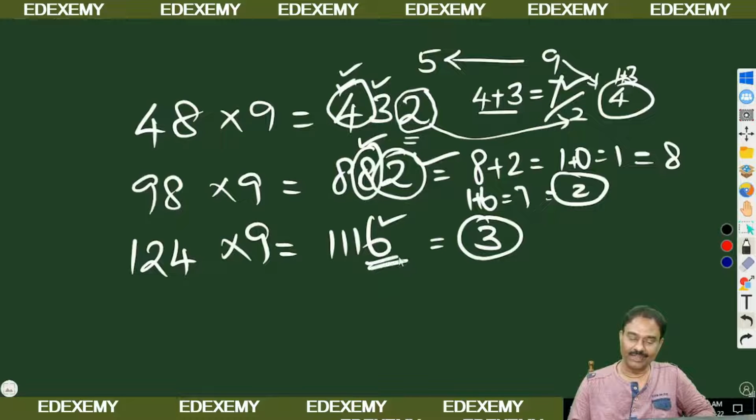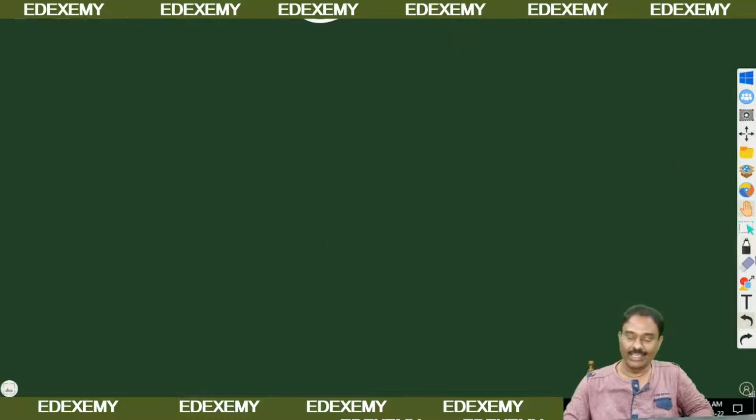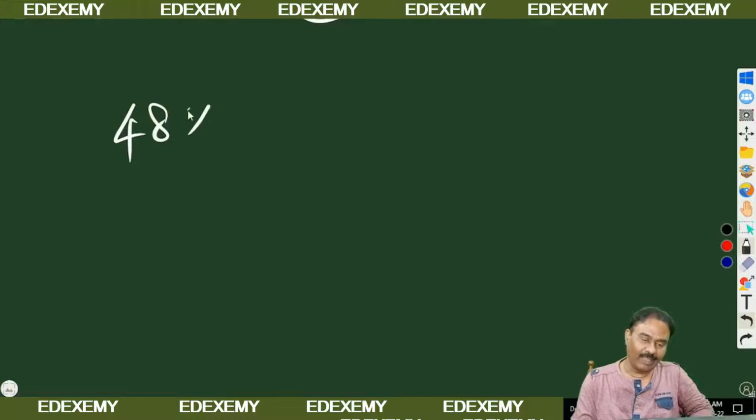Okay. Now, this not only works for 9, it also works for multiples of 9, that is 18, 27, 36. If the digit sum is 9, then this magic will work out. Suppose 48 into 18. 18 is a multiple of 9, so 2 into 9 is 18. Here in 18, 1 plus 8 is 9.